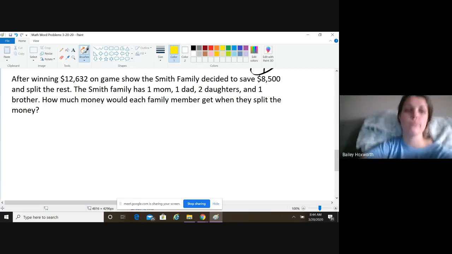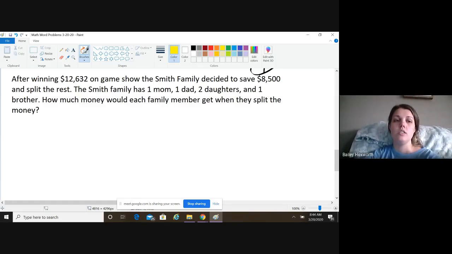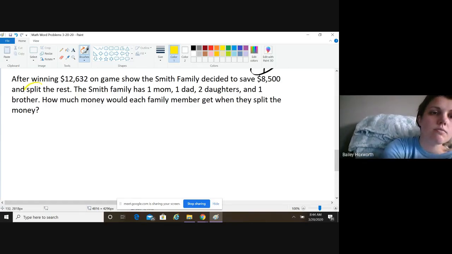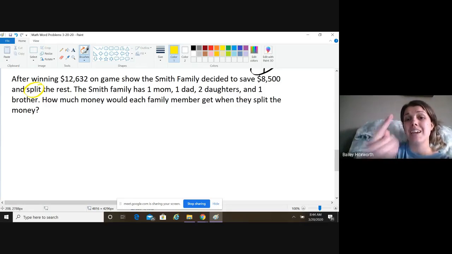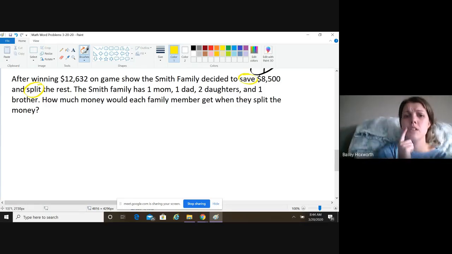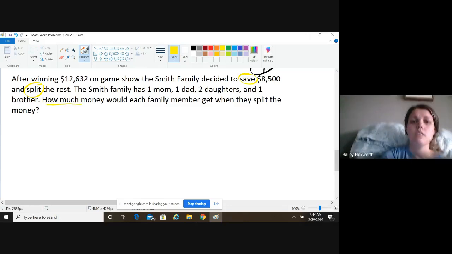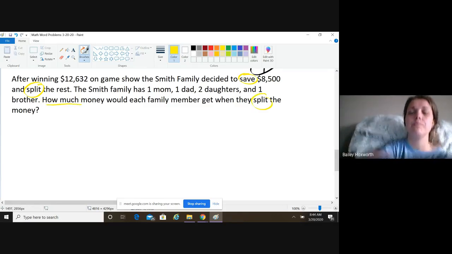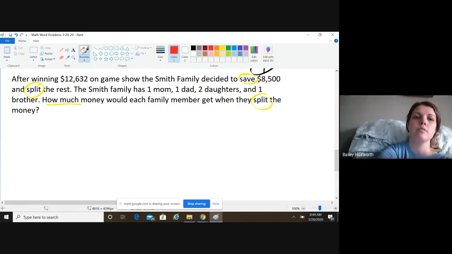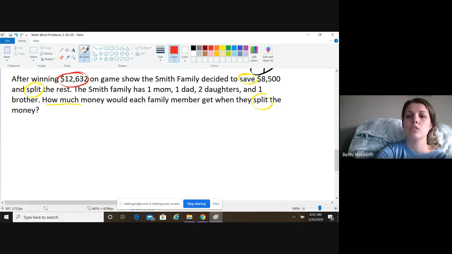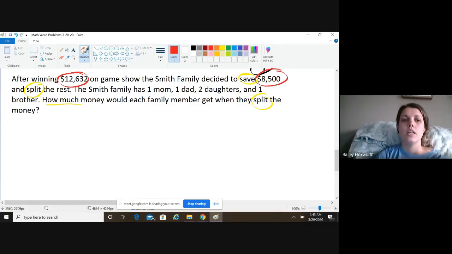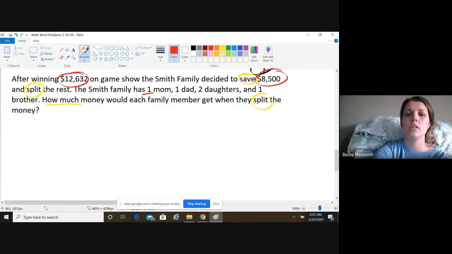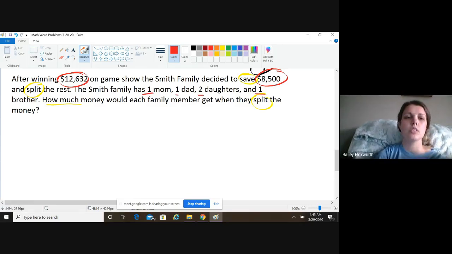Keywords first. Split the rest. Save could possibly be one. How much money? And split again. All right, let's look at our numbers. We got a couple numbers here. We got 12,632, 8,500. I got one mom, one dad, two daughters, and one son.